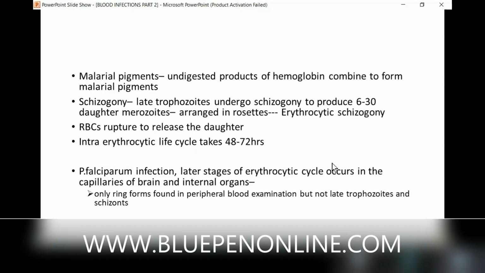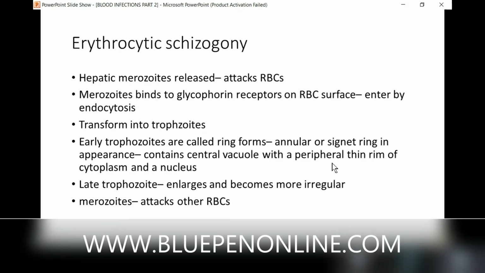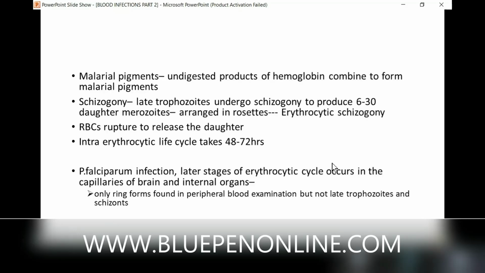Malaria pigment is seen. Undigested products of hemoglobin combine to form malaria pigment. The late trophozoite undergoes schizogony to produce 6 to 30 daughter merozoites. That's what I told you. Merozoites attack other RBCs. So the schizont undergoes growth, and each schizont will have about 6 to 30 daughter merozoites, arranged in rosettes. This is called erythrocytic schizogony.